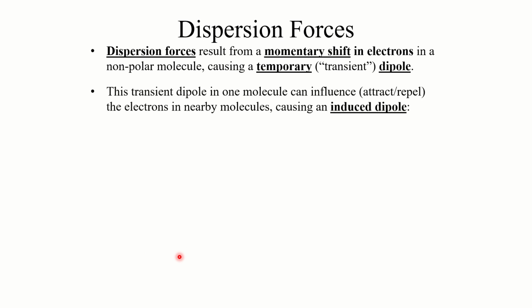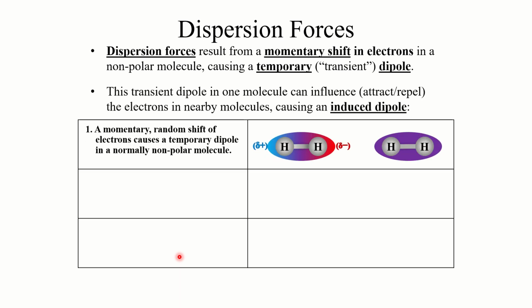Now you're probably asking, why is this happening? How do we even get this initial random instantaneous dipole? Okay, well, let's break this down. Dispersion forces result from a momentary shift in electrons in a non-polar molecule, which causes a temporary or transient dipole. Again, this transient dipole is going to influence the nearby molecules.